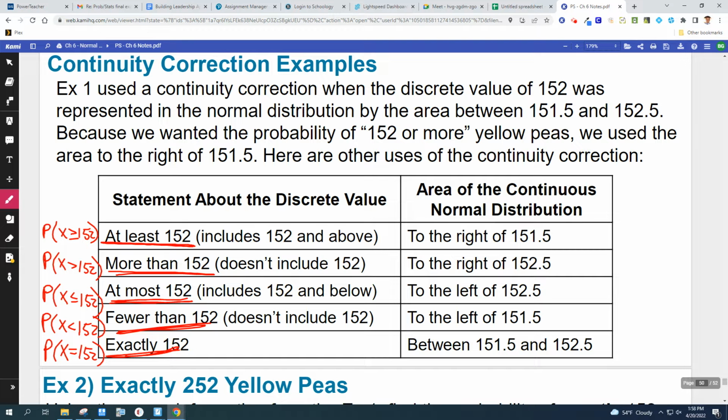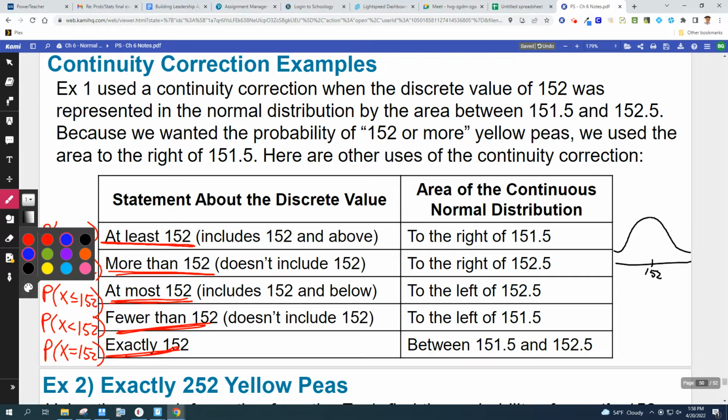Now, I want to talk about this continuity correction for these 5 different things. I don't have a whole lot of room, but I think I can do it in this amount of space over here. Imagine our normal curve. The number was 152, but with the correction, we're looking at 151.5 and 152.5.